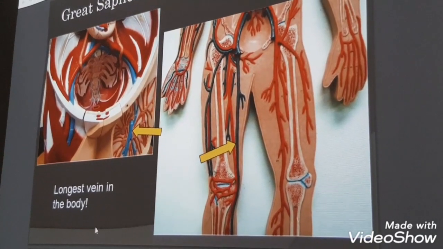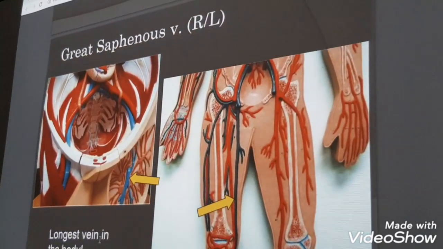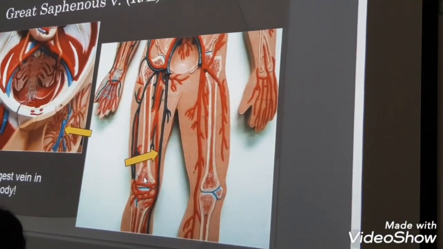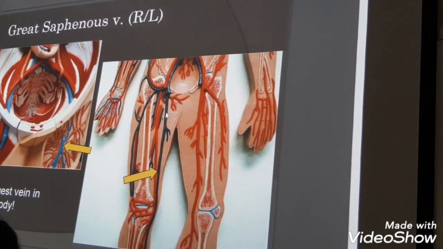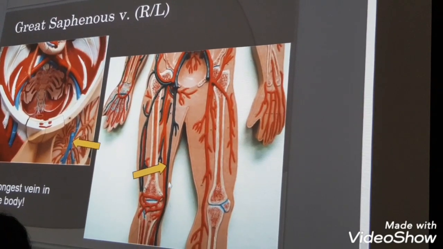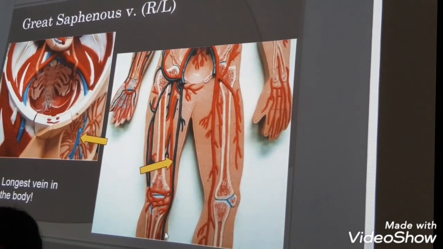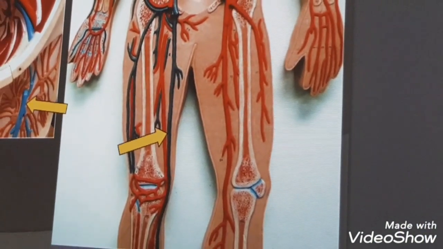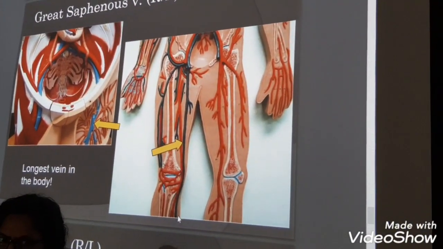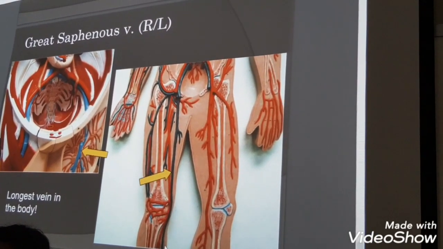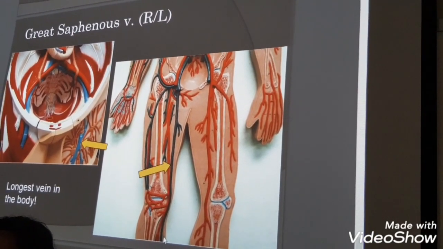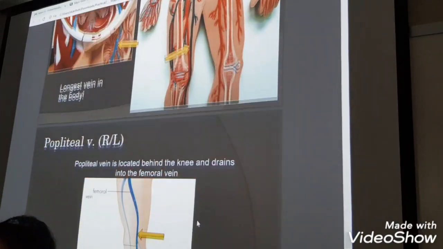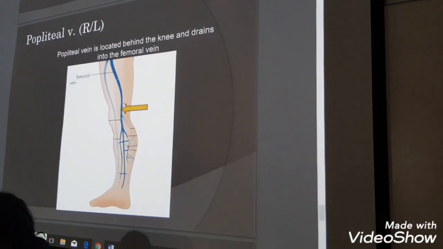It is the longest vein in the body, and we kind of talked about it in lecture already. So there's a few different places it could be labeled. And it is the great saphenous vein. And if I were to zoom out, I would see it all the way down to about the medial side of the leg, foot.